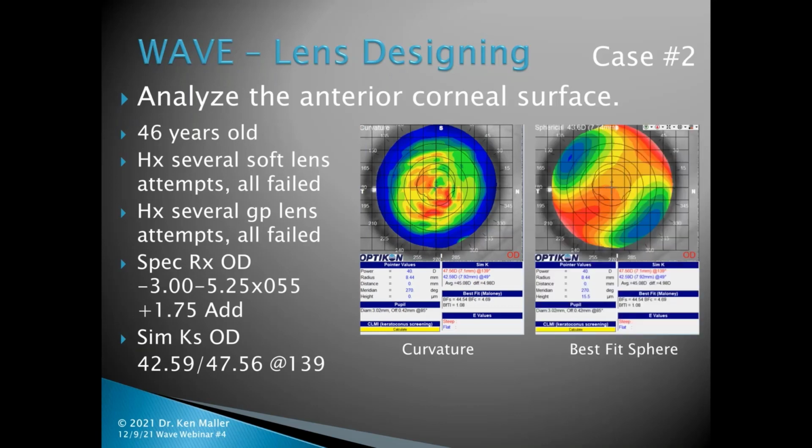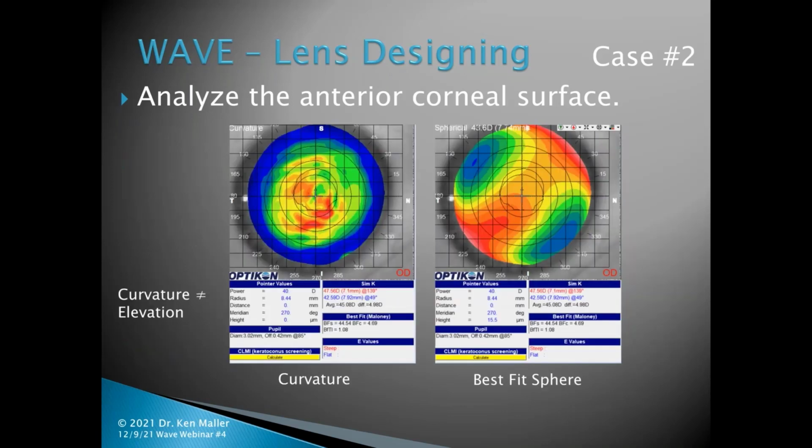If we take a look at the best fit sphere, we have a much better idea of what's really going on in this cornea in terms of elevation. So let's take a little closer look at the curvature and the best fit sphere. And if you remember in the previous webinars, I've talked about curvature does not equal elevation, and this is such an important concept not to forget. If we take a look at the curvature map, I've gone ahead and put down an indicator at the chord of 7 millimeters. And we could see where the black ring is at the 7 millimeter zone, that for the most part, the corneal curvature looks fairly homogeneous.